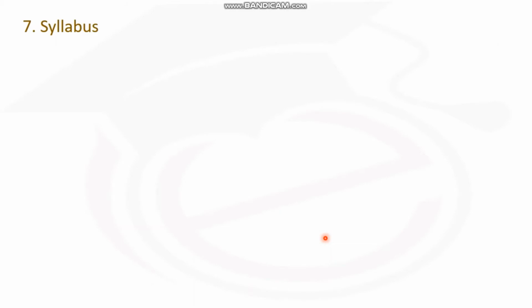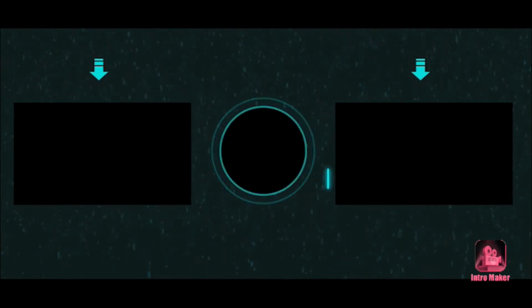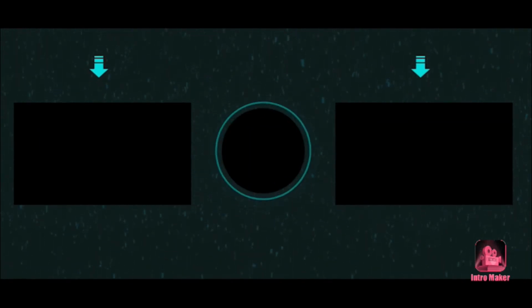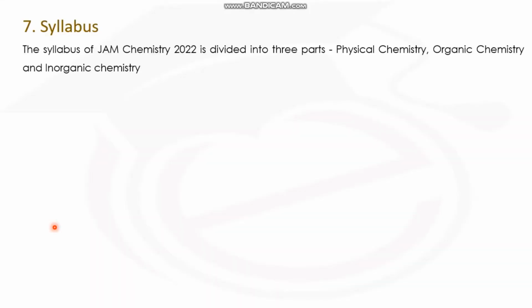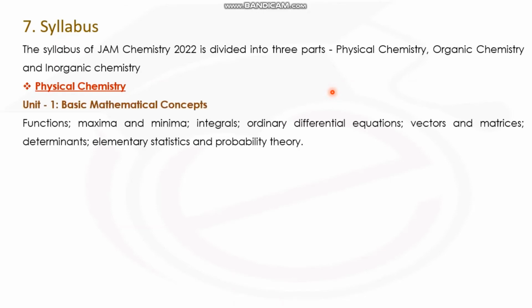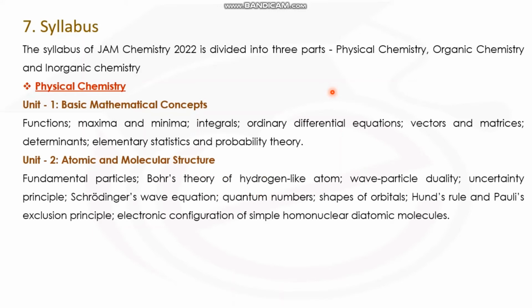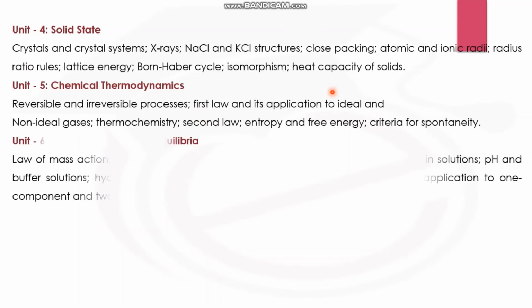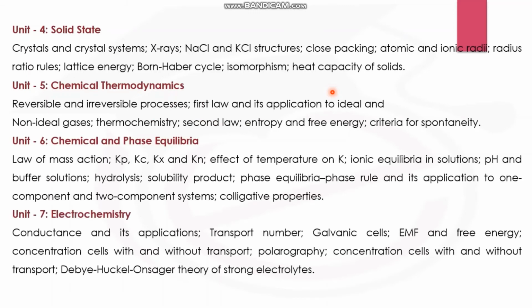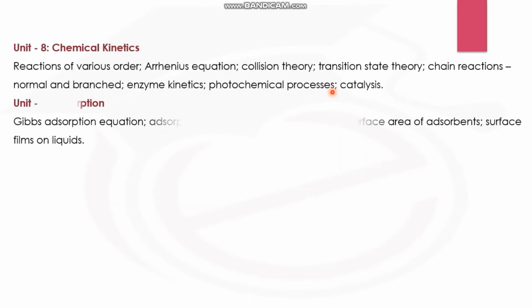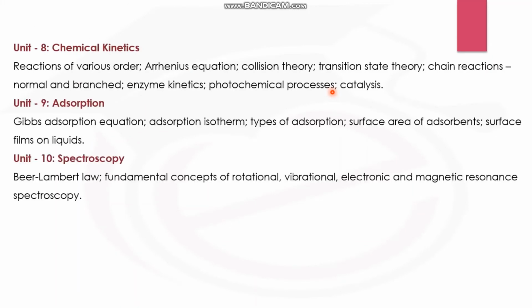And now we can go through the syllabus. I'm talking about the chemistry syllabus. It has three parts: physical chemistry, organic chemistry, and inorganic chemistry. And we can check what are the topics coming under physical chemistry. That is basic mathematical concepts, atomic and molecular structure, theory of gases, solid state, chemical thermodynamics, chemical and phase equilibria, electrochemistry, then chemical kinetics, adsorption, and spectroscopy.